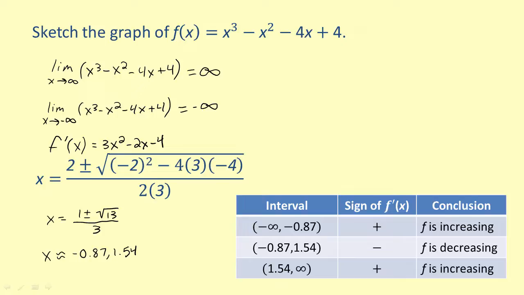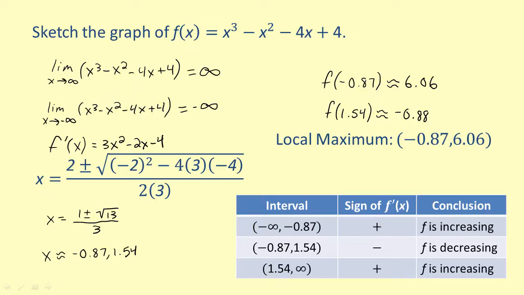Let's find the y-coordinates of the extrema by substituting each critical point into f. For f of negative 0.87, we get approximately 6.06. For f of 1.54, we get approximately negative 0.88. Therefore, we have a maximum at (-0.87, 6.06), and a minimum at (1.54, -0.88).